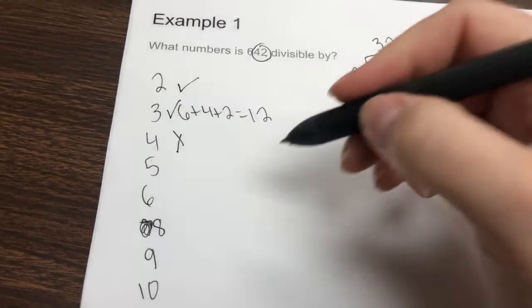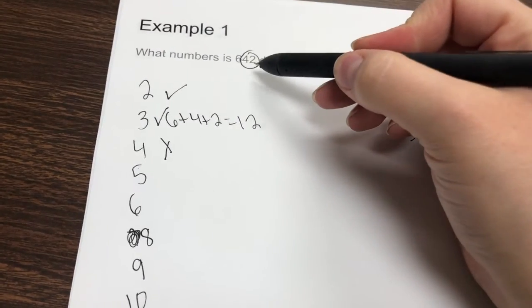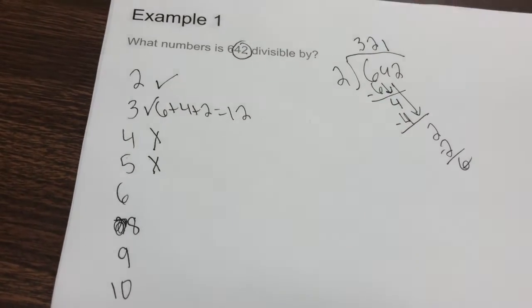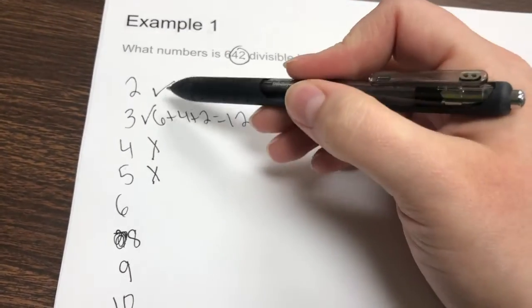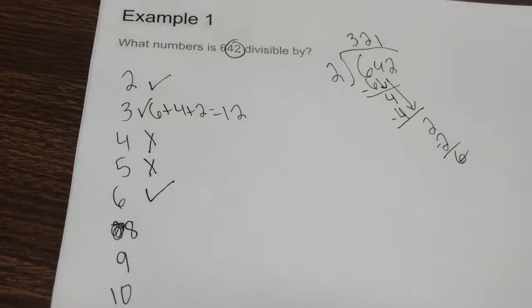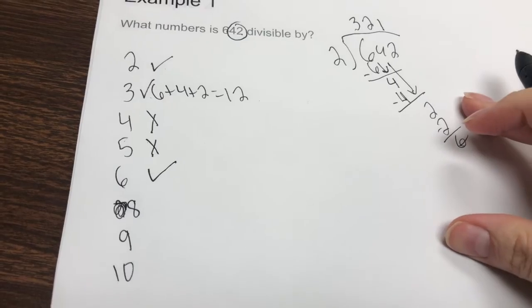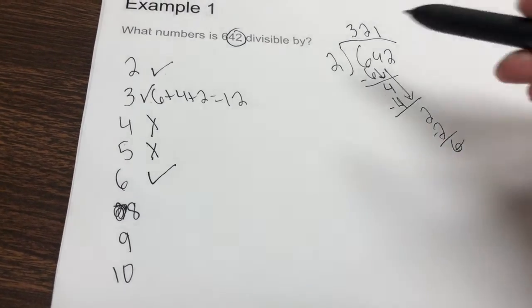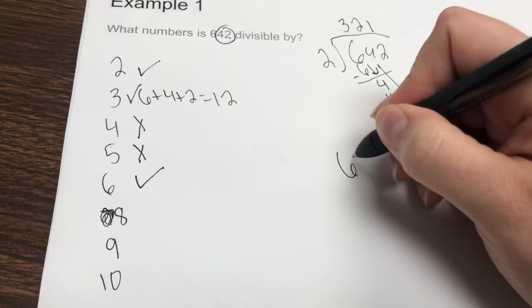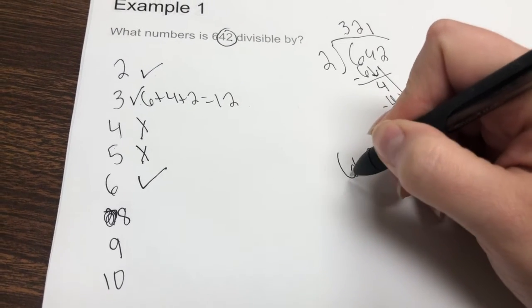Okay, so 5, does it end in a 5 or a 0? Nope, not divisible by 5. Okay, so 6, is it divisible by 2 and 3? Yeah, divisible by 6. Okay, so 8, is the last 3 digits divisible by 8? So we really actually have to divide.